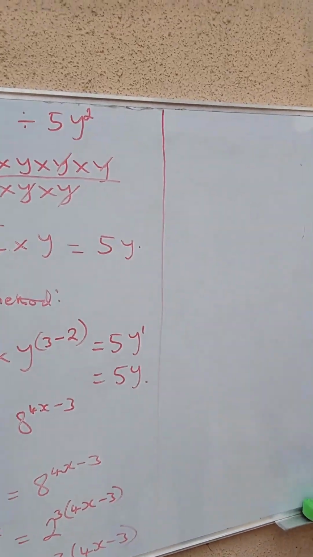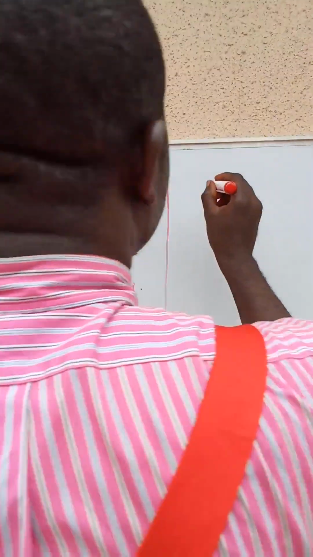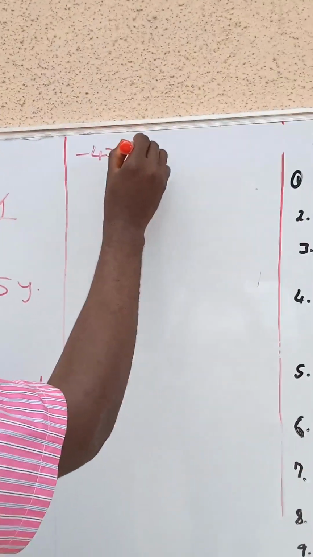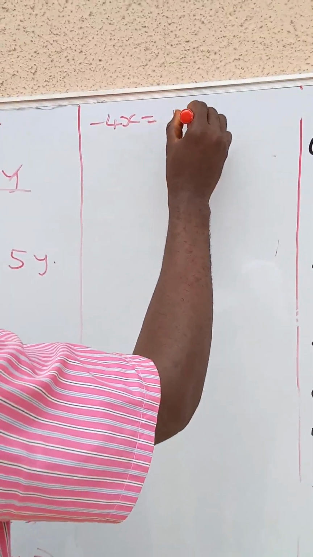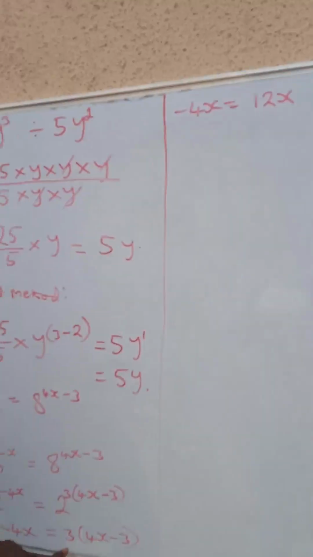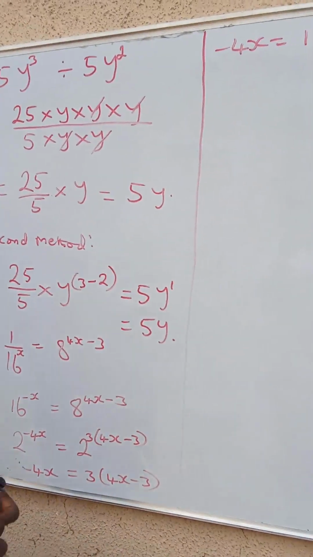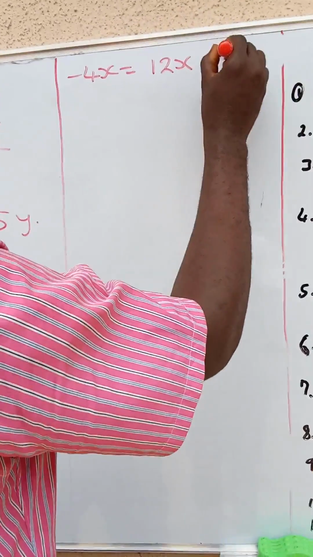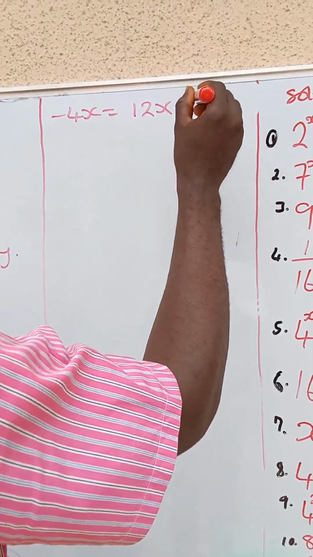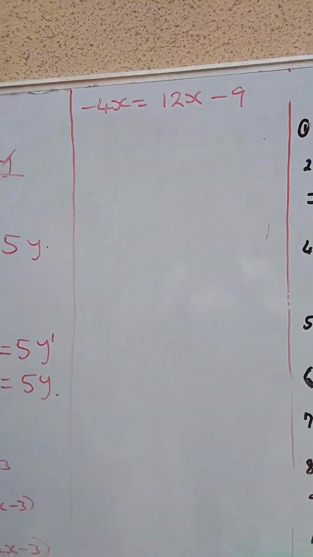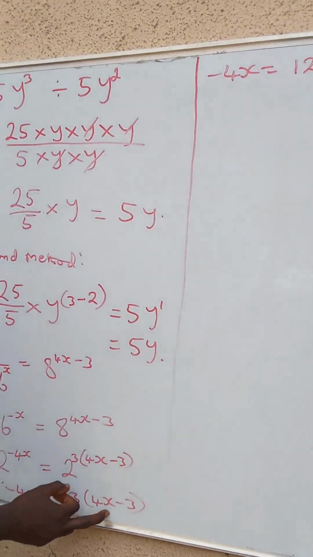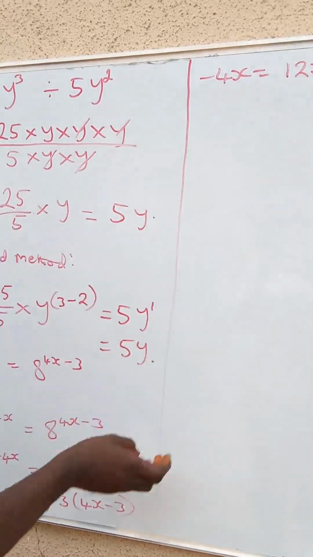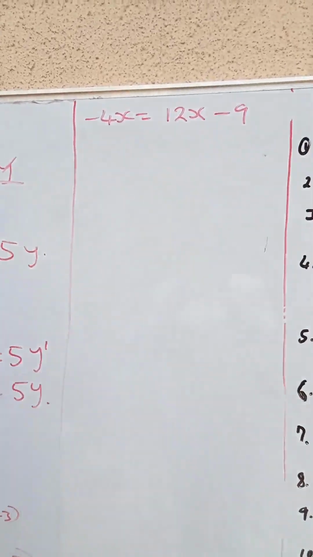Good. Now, minus 4x is equal to 12x. I'm multiplying. 3 times 4 is 12. 3 times 3 is 9. Minus 9. There's no x because only 4 carried x here. So 3 times 4x is 12x. 3 times minus 3 is minus 9.